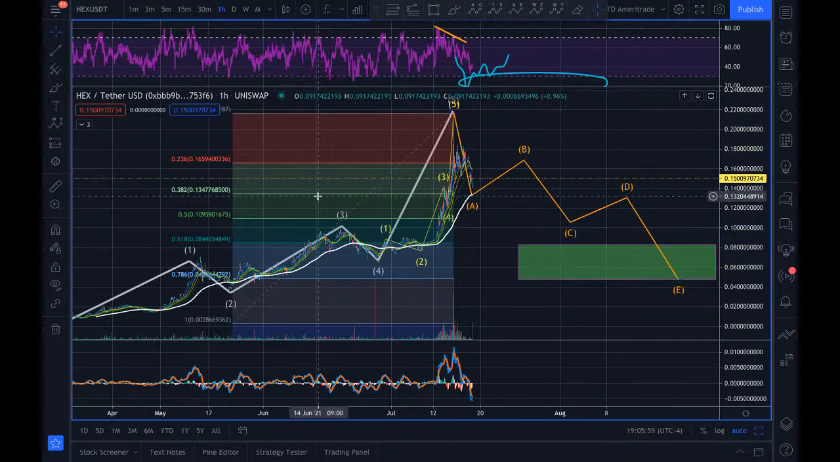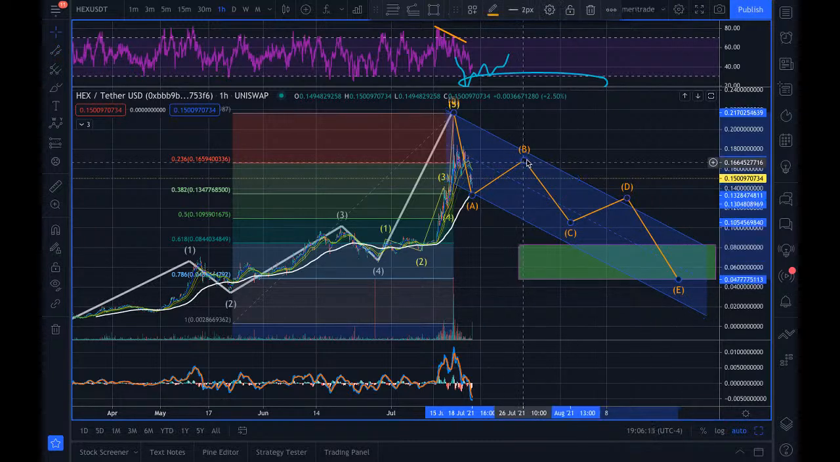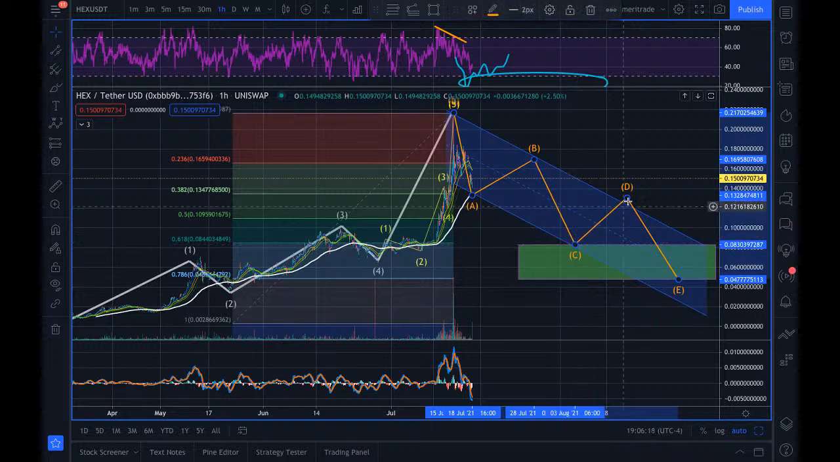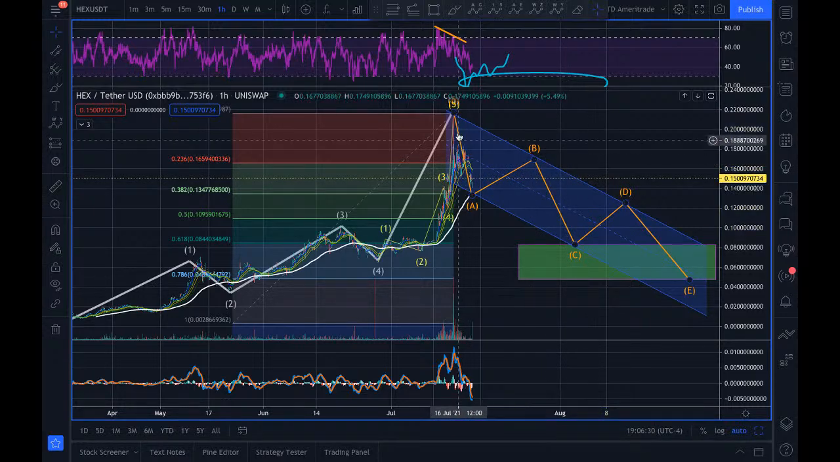All right. If something like this does happen, it might make like a channel. And if it does an ABCD, it might make some kind of channel where it just bounces in between like this. Something like that might happen, but we'll see. I'm just speculating on what kind of pattern.